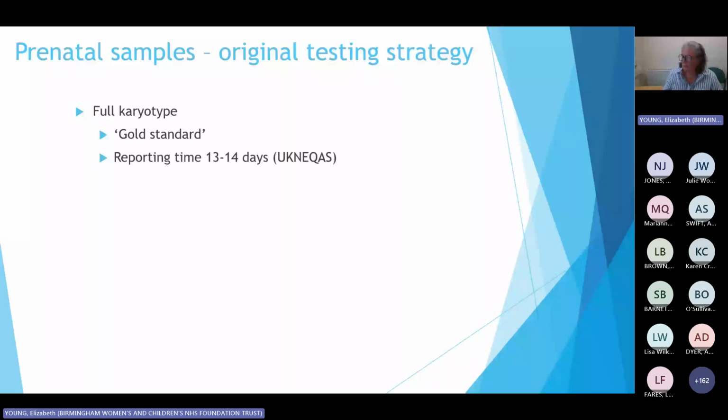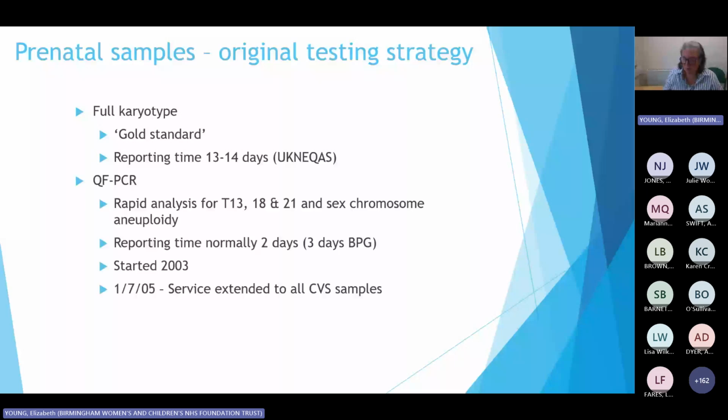Just to give a bit of background to QF PCR, historically, we performed a full karyotype on any prenatal samples we received to look for the trisomies. And a karyotype still is considered the gold standard because it looks at multiple differences in the genome, and they look at multiple cells. However, it's quite labour intensive and it can take up to 2 weeks to report a result. And so the introduction of QF PCR, which is a test that can be done rapidly on a very small sample size, allowed us to generate much quicker results for women. We usually report the result within 2 days.